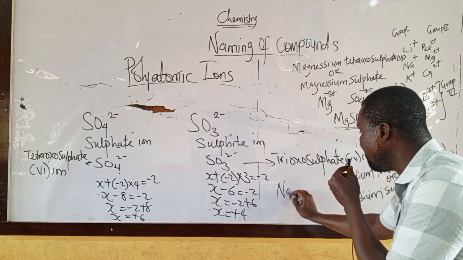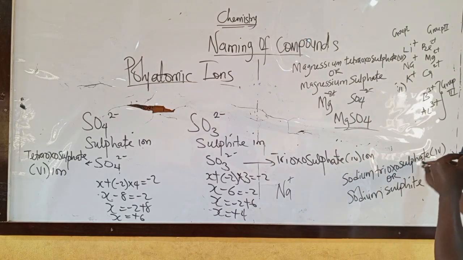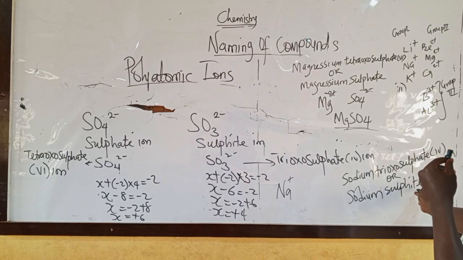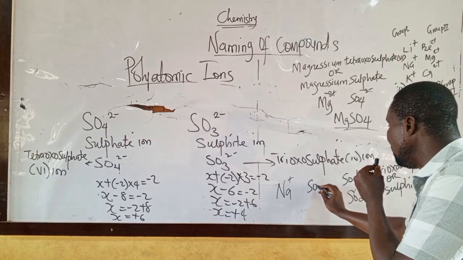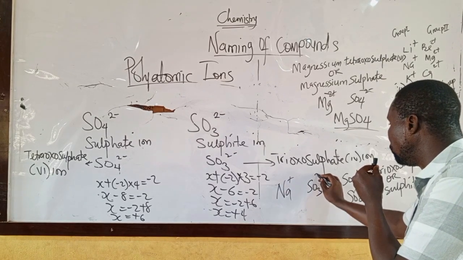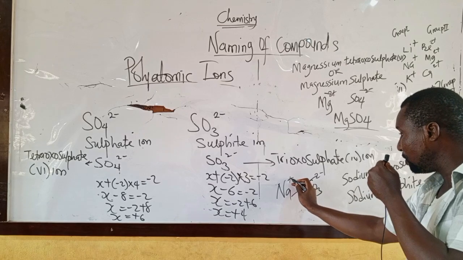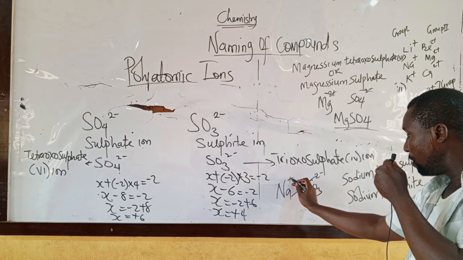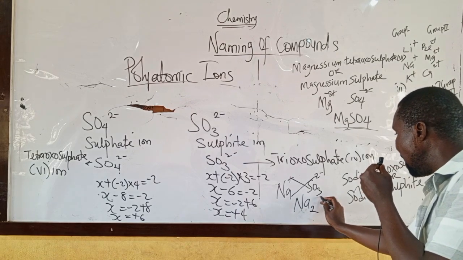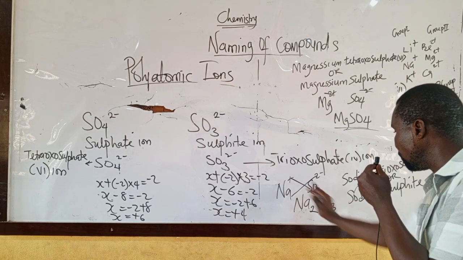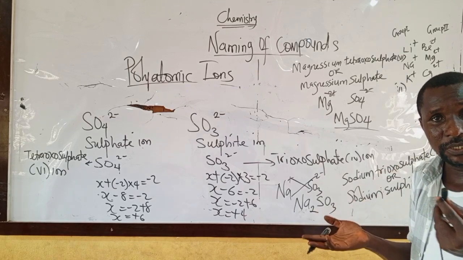Sodium is Na. The oxidation number is plus 1. Then trioxosulfate 4 is the same thing as sulfite, which is SO3 2 minus. What are these two? This is plus 1, valency, combining power. You have Na2, then SO3. This is plus 1. Put it in bracket 1. Since it is 1, there's no need.